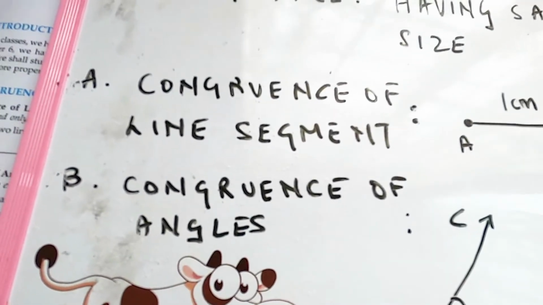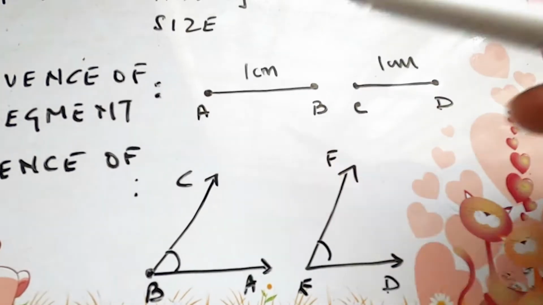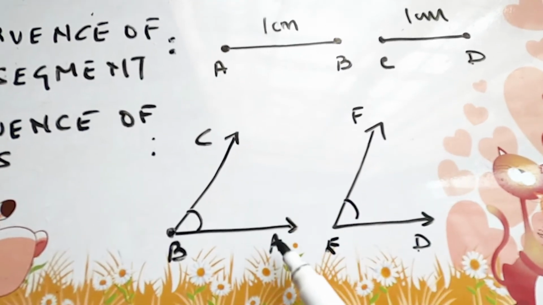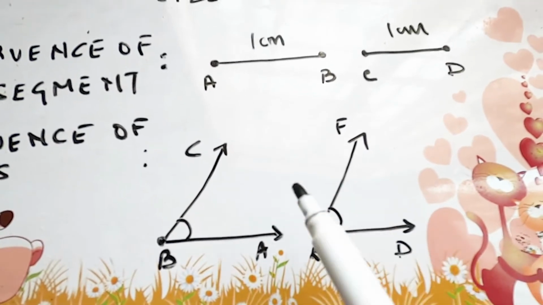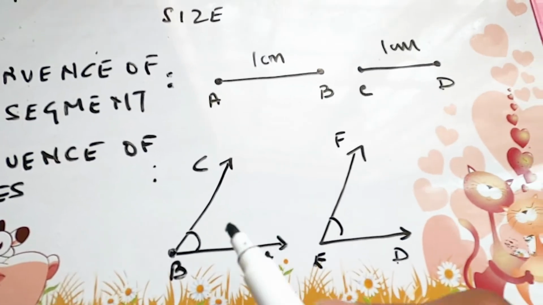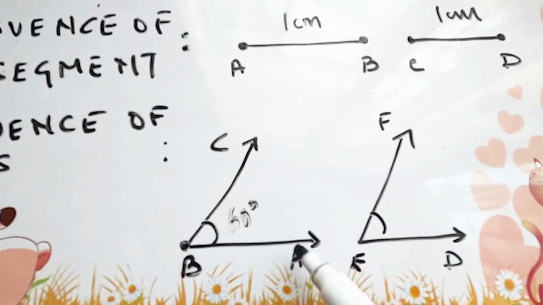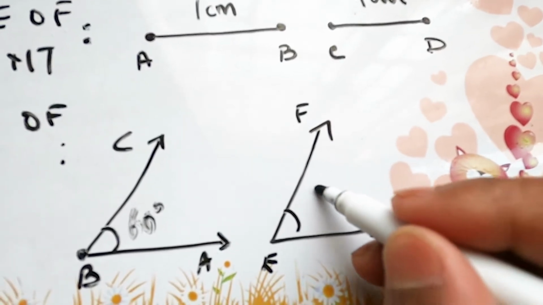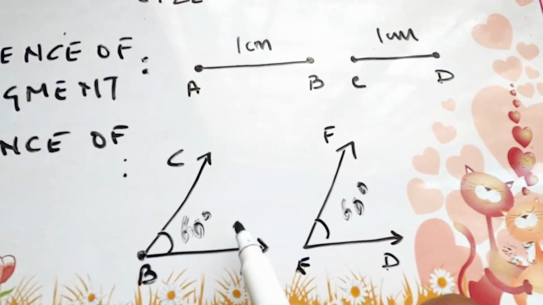The next one, congruence of angles. It is basically the same as congruence of segment. In this case we have two angles, angle ABC and angle DEF. How can we say that these two angles are congruent? Can you guess? Yes, only if their measurements are the same. Suppose for ABC the measurement is 60 degrees, and for DEF the measurement is also 60 degrees. So we can say that the two angles are congruent.